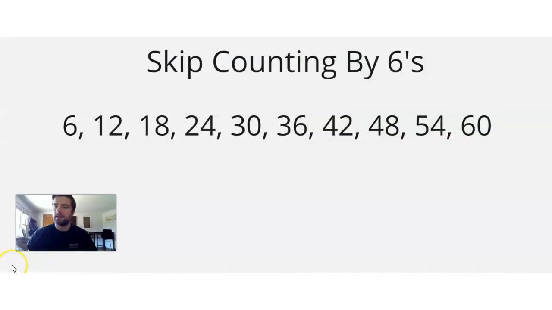Let's go. So here we are, skip counting by 6s. Now, you might have done this once or twice before, and if you have, great, it'll help you. If not, don't worry because I have all of the numbers written out already for us. So all we're going to do is practice saying these together. We're going to start at 6 and go all the way to 60. So when I point at the number, you're going to say the number with me.